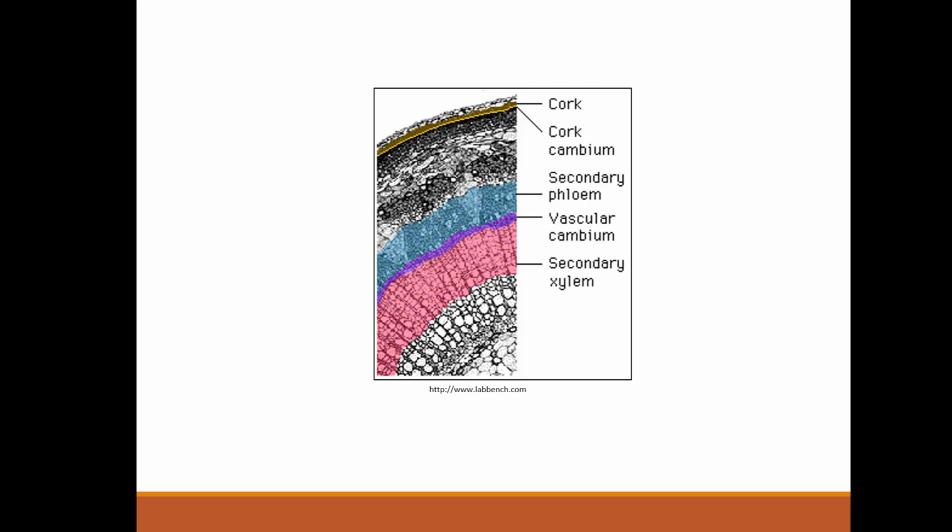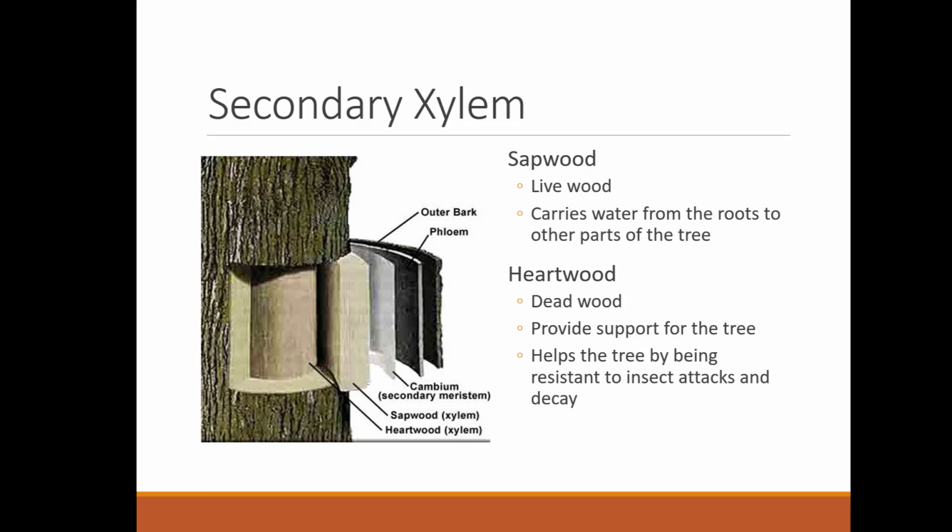And here's just another slice of what that looks like. You can see the vascular cambium between the secondary phloem and the secondary xylem. Okay, sapwood is live wood. That carries water from the roots to other parts of the tree. Heartwood is dead wood. You can see that's in the very center of the tree. It provides support for the tree, and it helps the tree by being resistant to insect attacks and decay.